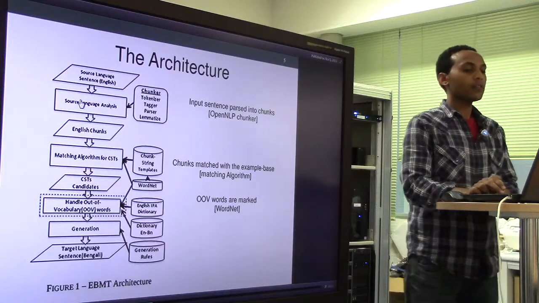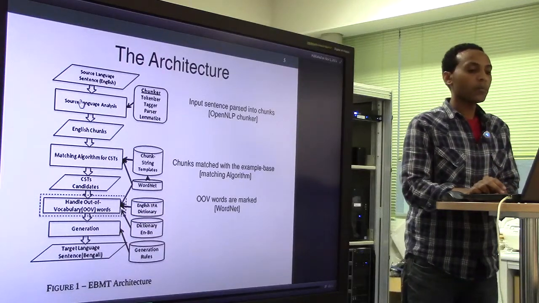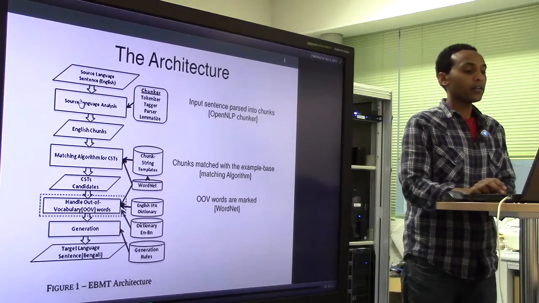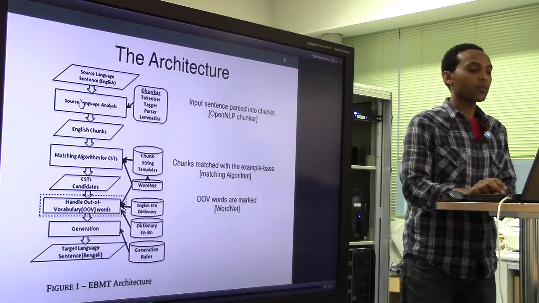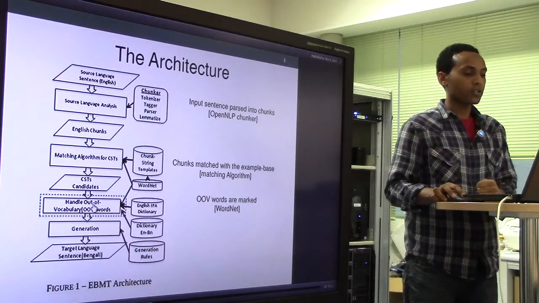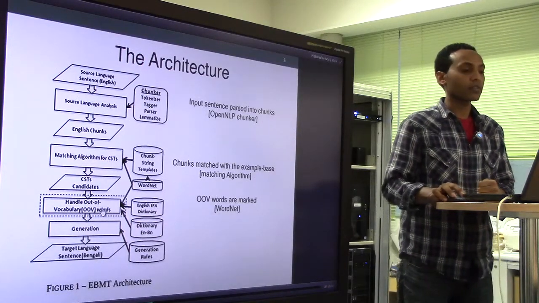Previously, the same authors also researched this area, and this is the architecture which they came up with in that research. And in this research, they added the handling of out of vocabulary words. So this is the contribution of this research.